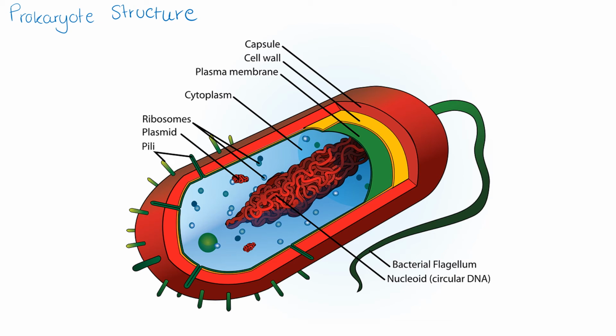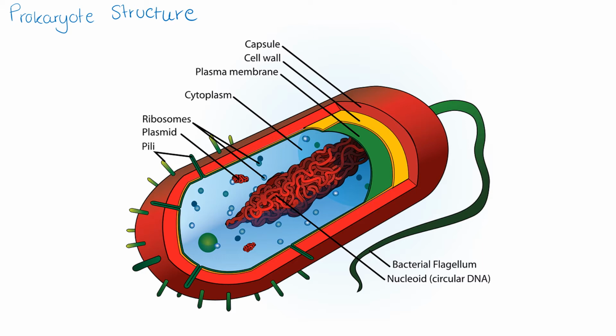Welcome to this video on prokaryote structure. I'm going to run through the different features of our prokaryotes here and tell you exactly what they do. So a prokaryote is a simple organism that is different to a eukaryote, and it has special features that you'll need to know, especially for A-level biology, and you need to know exactly what they do.